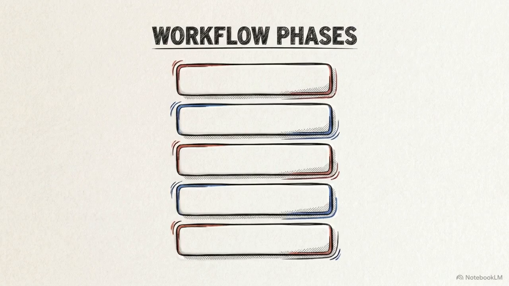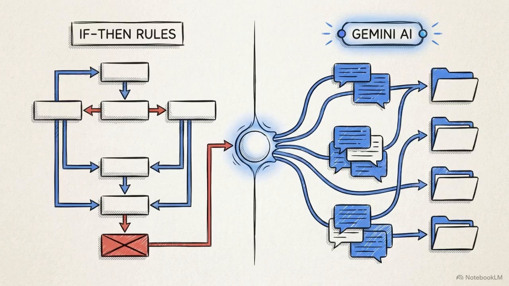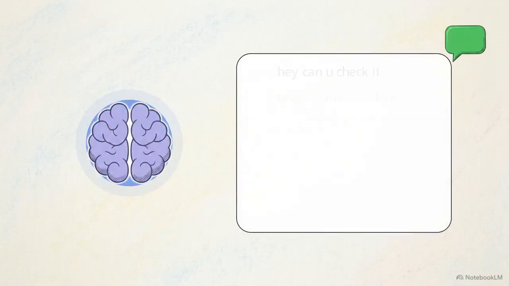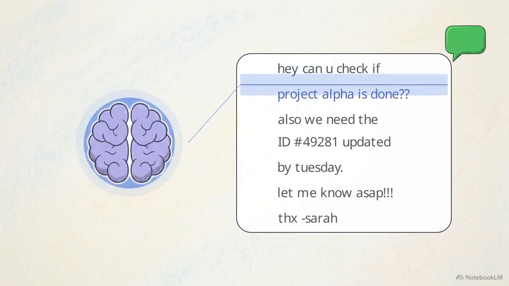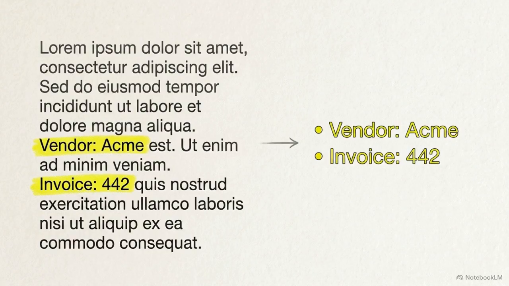Once the ears hear the signal, we move to the steps phase. This is where we give the agent a brain. Instead of rigid if-then rules that break easily, we use Gemini-powered AI modules to process the messy reality of human communication. We will add an extract step first. This skill reads through a chaotic, unstructured chat message and pulls out the exact actionable details we need, like a vendor name or an invoice number.